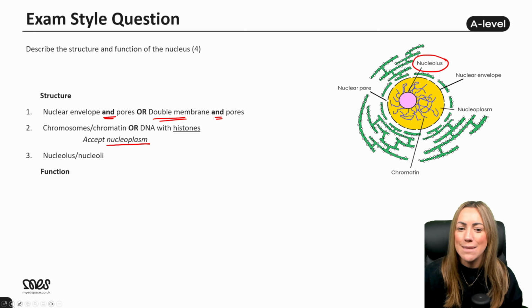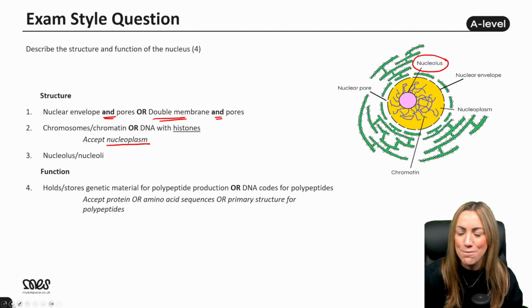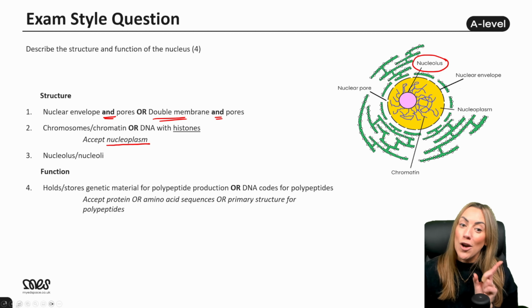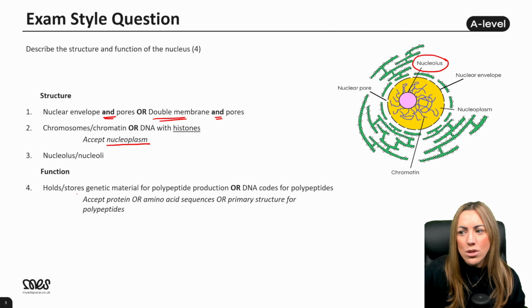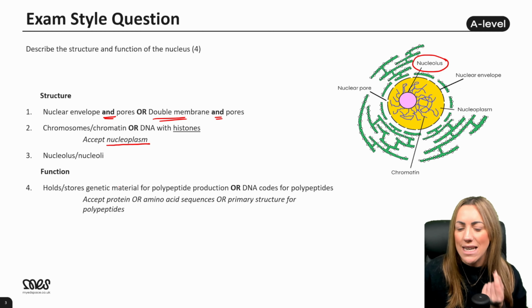Function. Now, students did better on structure than function, I'm going to be honest. Students did not get the function marks. So the nucleus, I mean, we're not going to say it controls the cell's activities, which surprisingly lots of students did, which is basic GCSE, not A-level. You can say it holds or stores the genetic material. Not enough on its own, you do have to say the function. So what does the genetic material do?